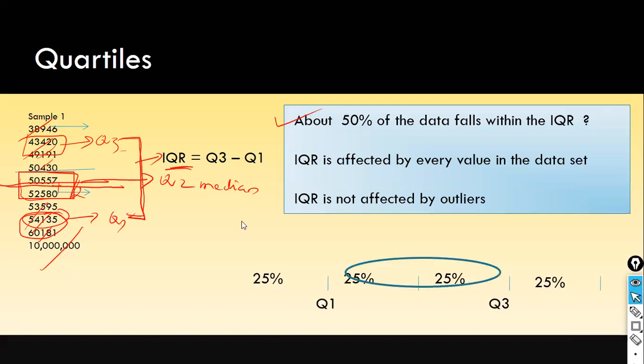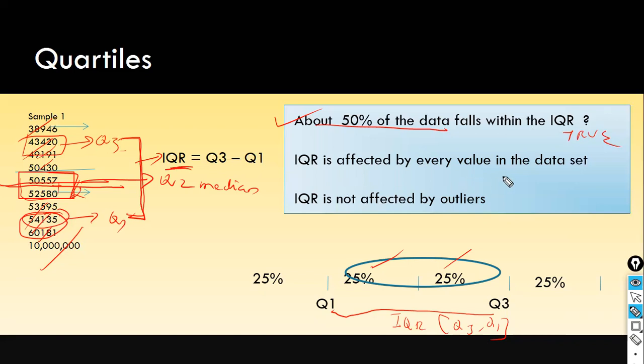This is very important, guys. Look here. You know what a quartile is, right? If you divide this data set into 4 equal parts, 25%, 25%, 25%, 25%, this is your quartile 1, this is quartile 3. And Q3 minus Q1, this area, that is your IQR. How much percent of data does it cover? 25% plus 25%, about 50% of data falls within the IQR. That is true.